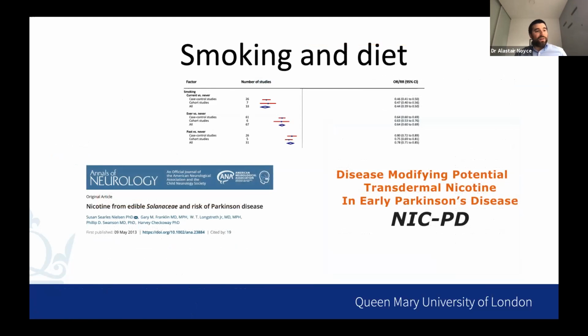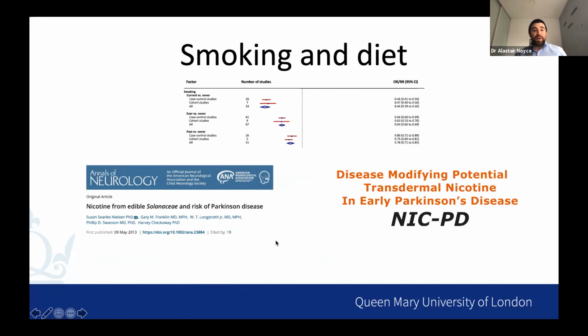The most well-known negative association with risk of Parkinson's disease, and so-called protective factor, is smoking. And this has been shown in tens and tens of studies. But still, in my opinion, the jury's out as to whether this is truly a protective factor or whether this is driven by an alternative explanation.